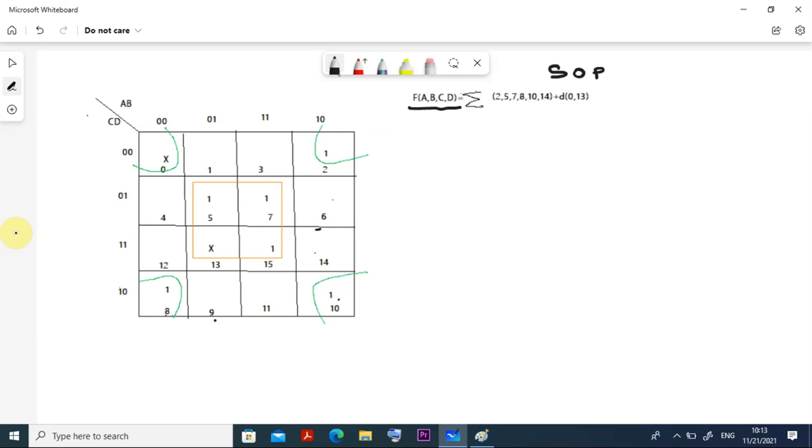Now at 2 it is 1. At 2, where is 2? Here you can see at 2 it is 1. Then at 5 again it is 1. Here at 5 also it is 1. Then at 7 it is 1, you can see at 7 also it is 1. Like that at 8 also it is equal to 1. Similarly at 10 also it is 1.